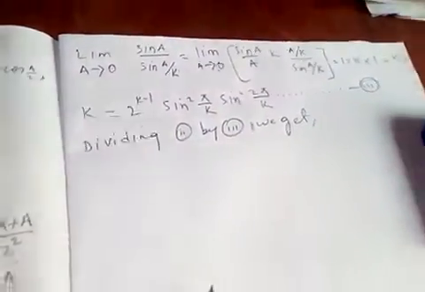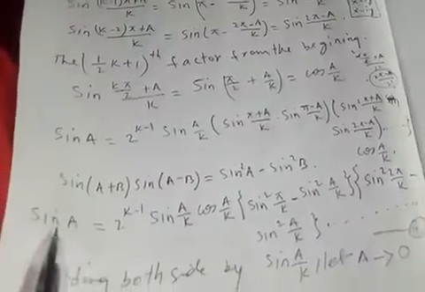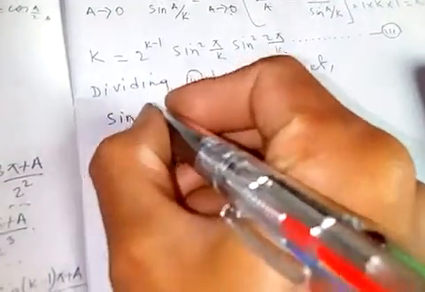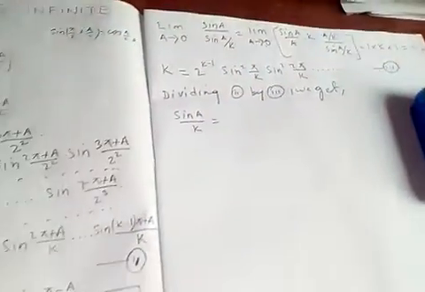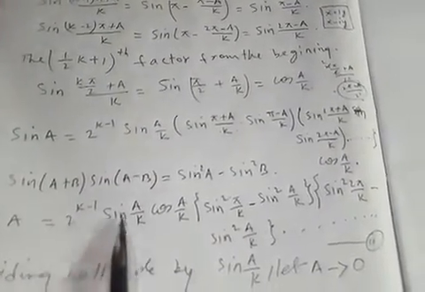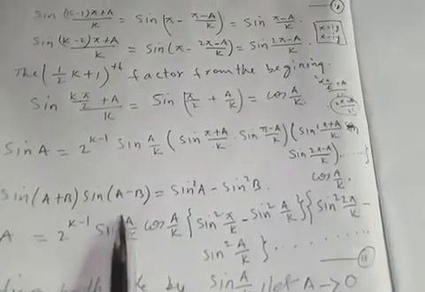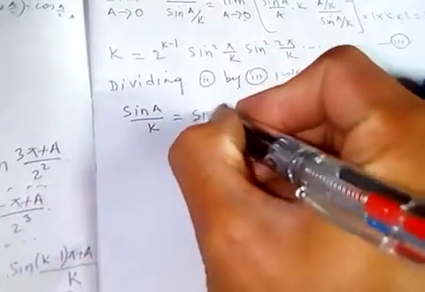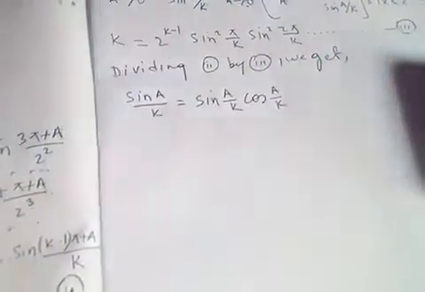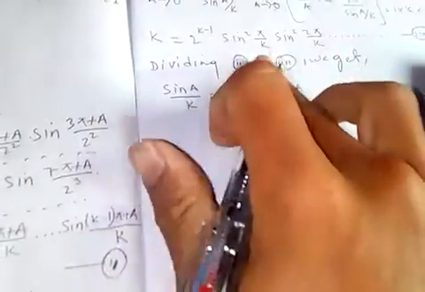Now if I divide this by k, sine a over k, and since I divided this and this one, the 2 to the k minus 1 will cancel out. What is left is this one and this one, which is sine a over k, cos a over k, and sine square pi over k.